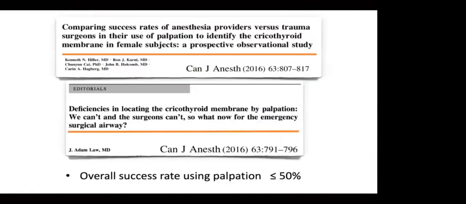Palpation of neck landmarks is not that easy. There are quite a few studies comparing the ease of identification of neck landmarks in different subsets of patient population and care providers, including trauma surgeons. Interestingly, none of the physician groups, the trauma surgeons or the anesthesiologists, are good in identifying the correct position of the cricothyroid membrane. The overall success rate using palpation to identify cricothyroid membrane was less than 50% in this study, with only 16% of the anesthesia providers and 26% of the trauma surgeons being able to locate it accurately.